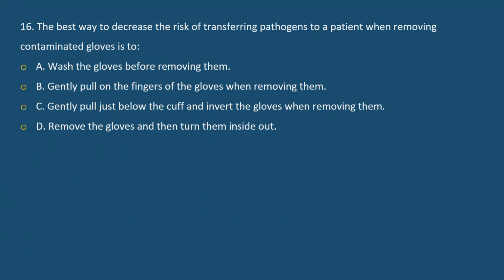Question 16. The best way to decrease the risk of transferring pathogens to a patient when removing contaminated gloves is to A. Wash the gloves before removing them. B. Gently pull on the fingers of the gloves when removing them. C. Gently pull just below the cuff and invert the gloves when removing them. D. Remove the gloves and then turn them inside out.